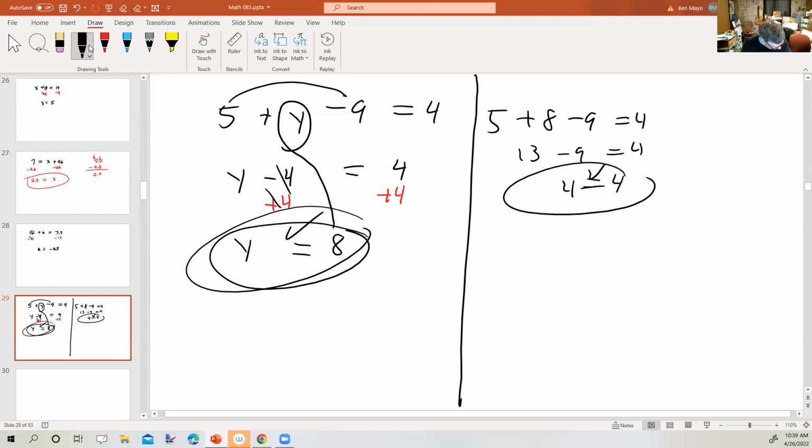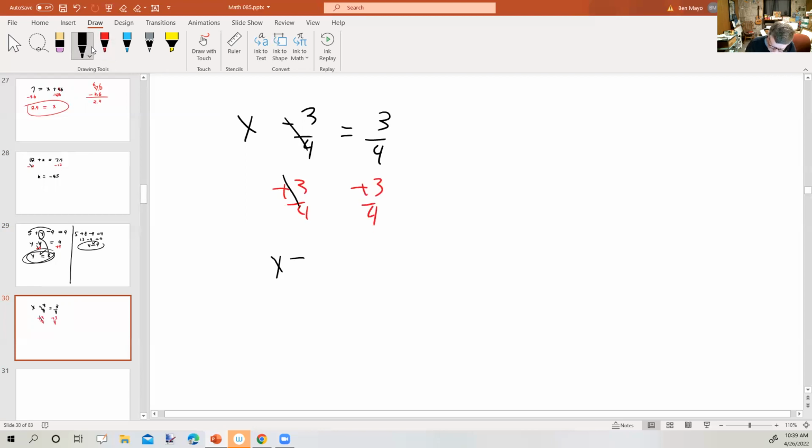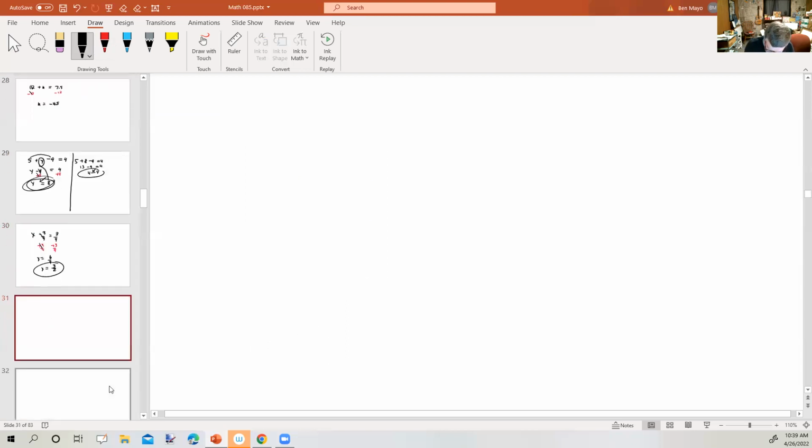All righty. Let's see here. How about this one? x minus 3/4 equals 3/4. So to isolate x, we'll add 3/4 to both sides of the equation. 3/4 plus 3/4 is 6/4, which can be reduced down to 3/2. So we get x equals 3/2. Any questions?